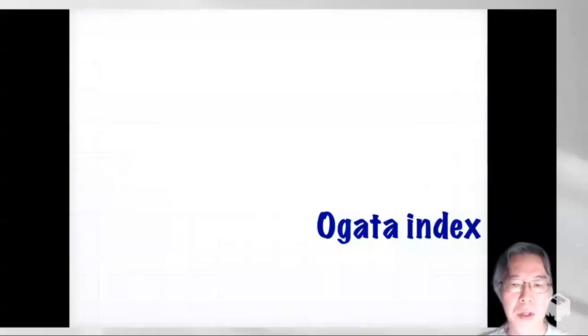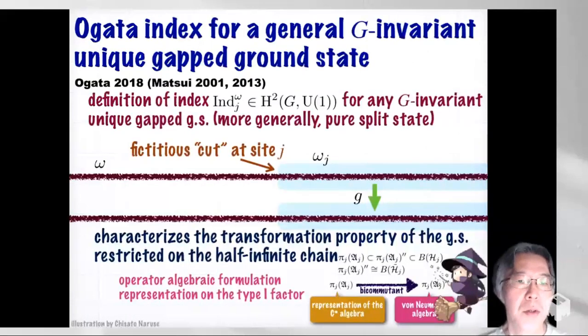Okay, now I will discuss the Ogata index. This is the desired index, the general index. In 2018, based on earlier works by many mathematicians, including that of Takuma Tsui, Yoshiko Ogata gave a definition of her index, IND, that takes value in the second group cohomology for any G invariant unique gapped ground state. More generally, for any pure split state.